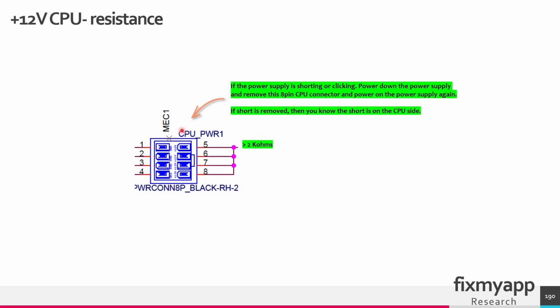This 12 volt CPU power connector and a 12 volt output has a resistance of higher than 2 kilo ohms. If the ATX power supply is shorting or you hear a clicking sound, power down the power supply, remove the connector from the socket and try to power on the mainboard again. And if the mainboard is starting up, then you know there is a short on the CPU side.